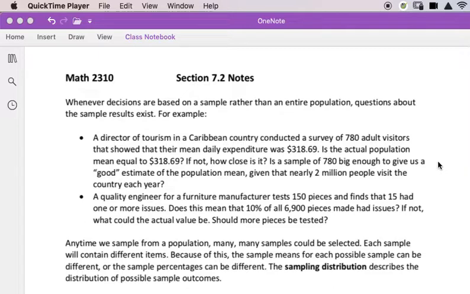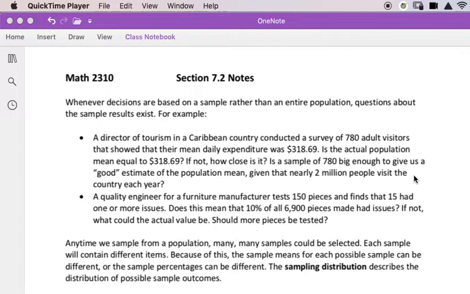Basically, the questions revolve around whether our sample data is close to the actual population results. If we have a survey of visitors to a country, it finds the mean amount spent each day is $318.69. Now probably for the entire population of 2 million people, the average is not exactly $318.69, but is probably somewhat close to that. And our question is, how close is it? Our second question is, is the sample size of 780 big enough to give us a good estimate of the population mean? That's not very much compared to 2 million, but is it enough people to give us a value that is close to the average amount that the entire group of 2 million people spends?